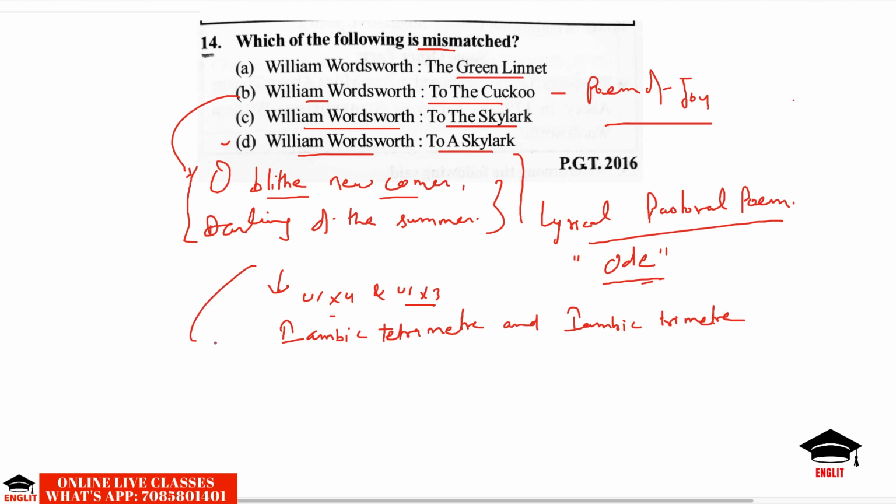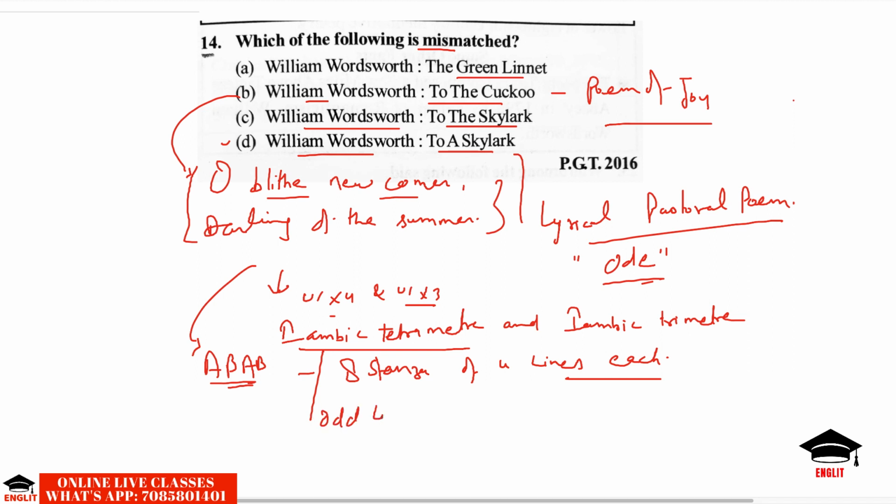It is written in the rhyming scheme of AB, and it is of 8 stanzas of 4 lines each. The odd lines are written in iambic tetrameter, and the even lines are in iambic trimeter. That is to say, the first and the third line are in iambic tetrameter, and the second and the fourth line are in iambic trimeter. So this is the arrangement of this poem.